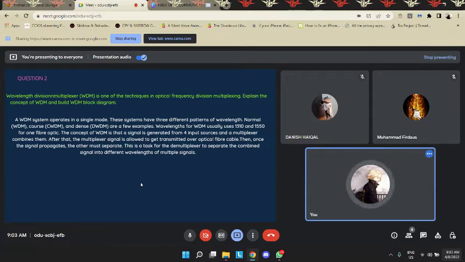The concept of WDM is that the signal is generated from four input sources and a multiplexer combines them. After that, the multiplexed signal is transmitted over the optical fiber cable. Then, once the signal propagates, the wavelengths must be separated. This is the task of the demultiplexer, to separate the combined signal into different wavelengths of multiple signals.